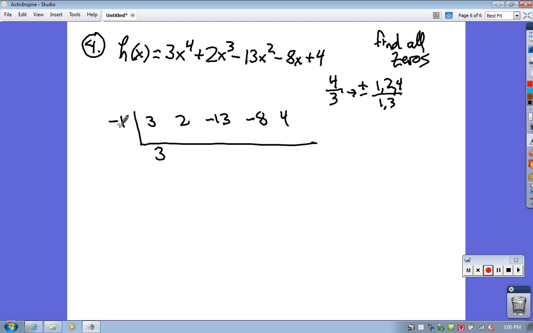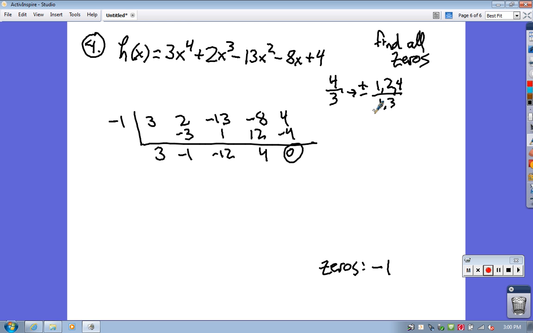Bring down the 3. -1 times 3 is -3. Add, -1. Multiply, add, multiply. That makes it a positive 12. Add, that makes it a positive 4. Multiply, this looks good. 1 times -4 is -4. 0. Great. So let me try and keep track of my zeros down here. I know that -1 is a 0, and that was one of my possibilities.